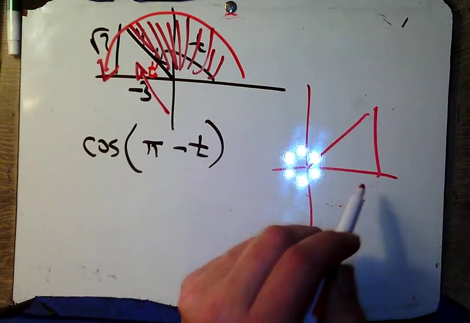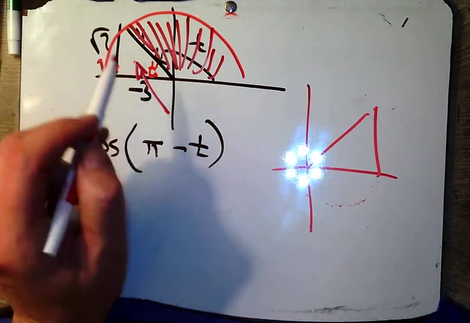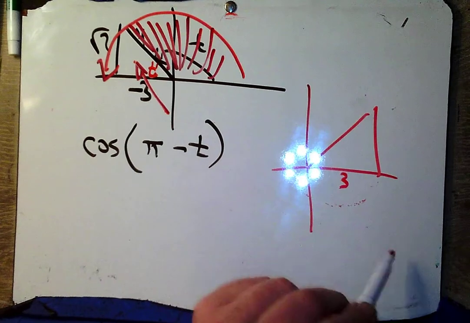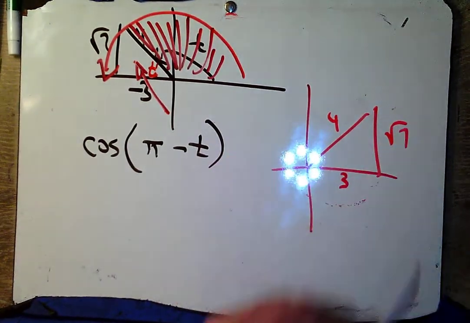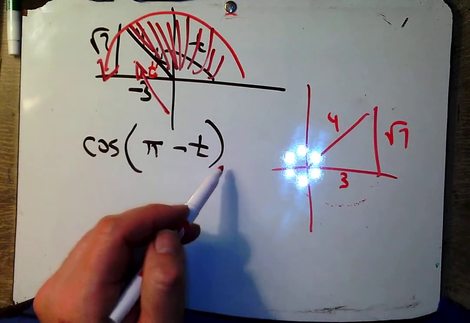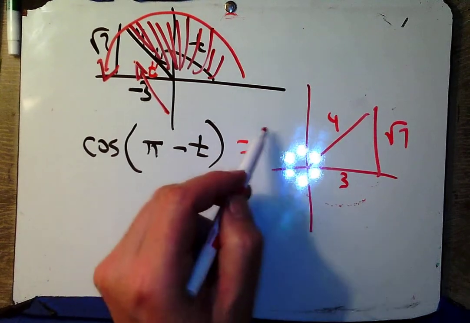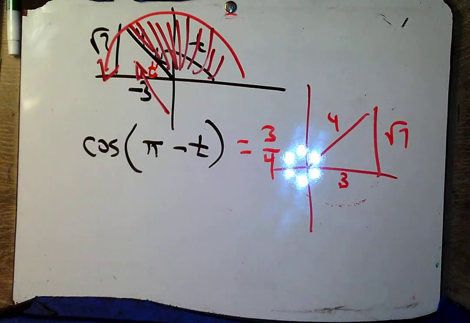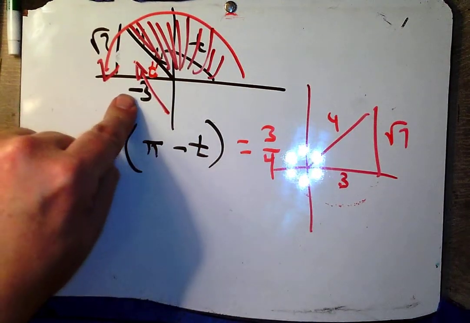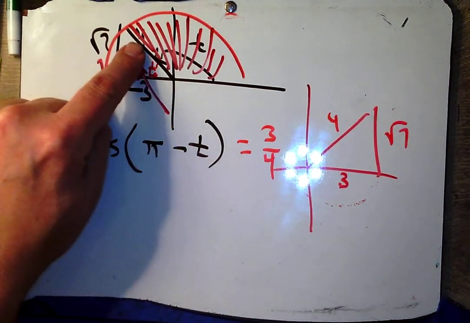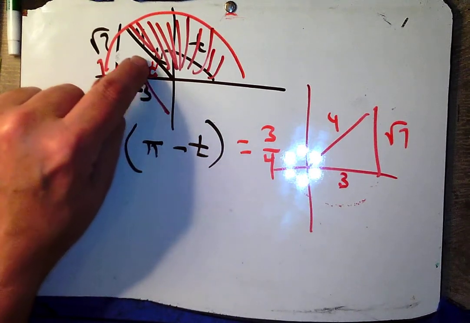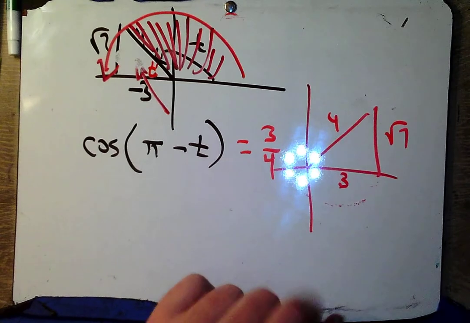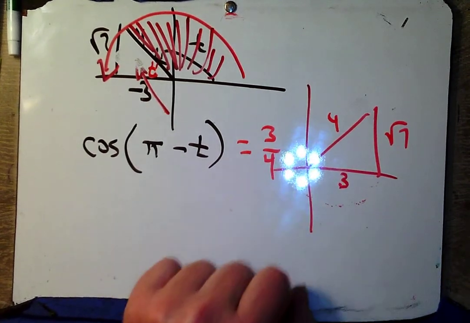But if I were to draw it over here, because it's acute, and acute angles are only in quadrant 1, this has to be a 3, 4, and root 7. And so the cosine of this turns out to be 3 over 4, adjacent over hypotenuse. Now I know in this picture it kind of looks like we should have negative 3 over 4, but really because this angle is less than 90 degrees, we have to draw it over here in first quadrant, and in first quadrant cosine is always positive.